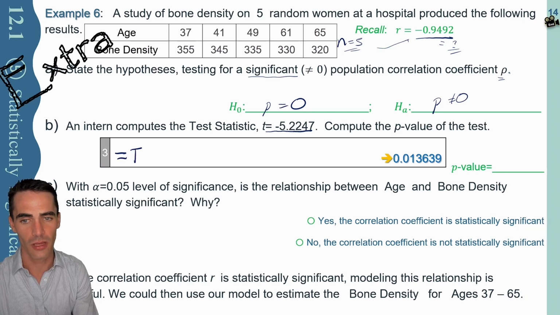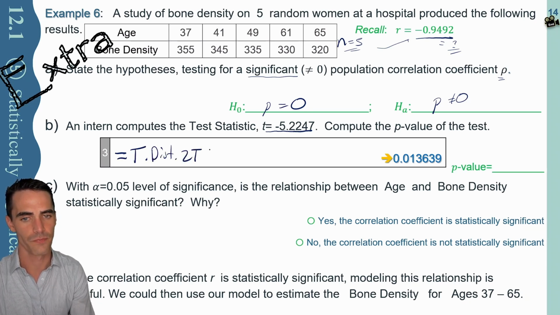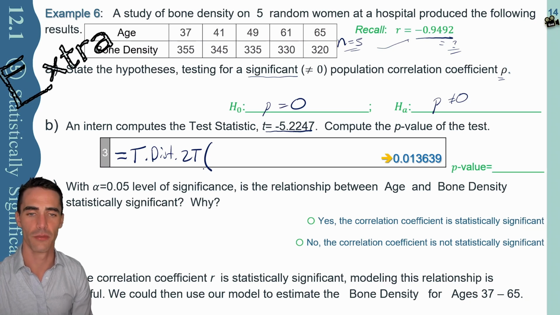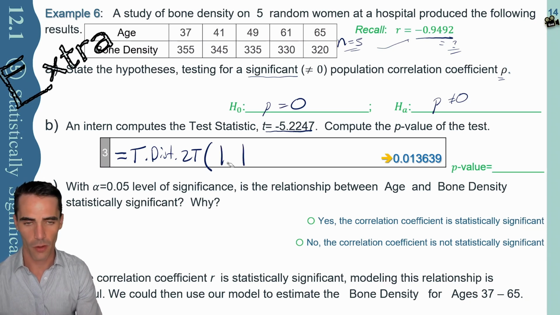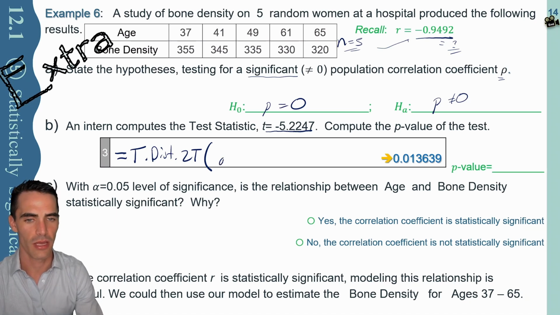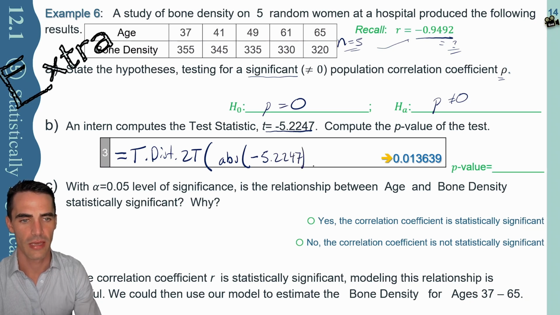Let me write it like this. It should be equals T.DIST.2T, because this is two-tailed, because we're doing that equals 2. Then either you can write absolute value, but I'll write out the function like you would type it out. It should be ABS, again for absolute value, of negative 5.2247. Woo! And that's my first input.